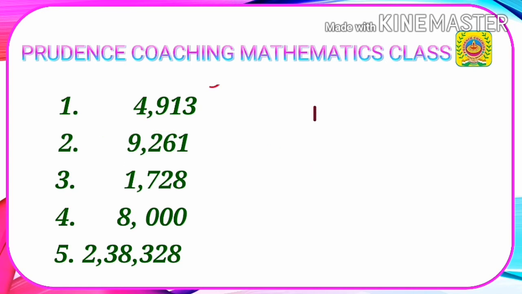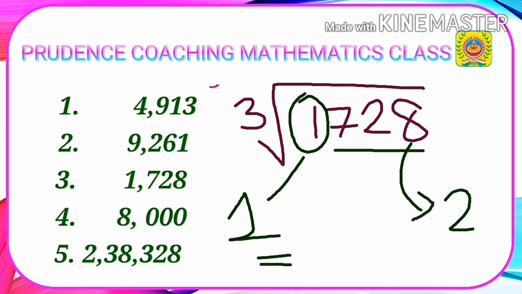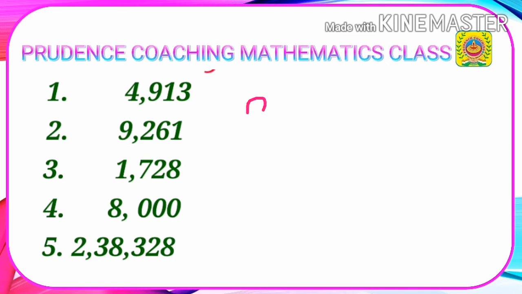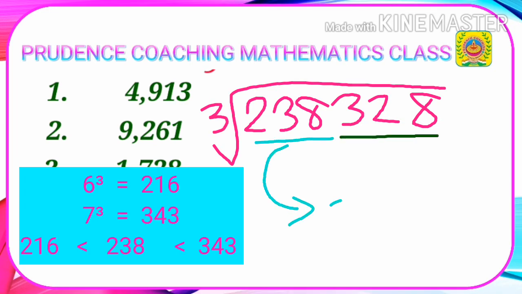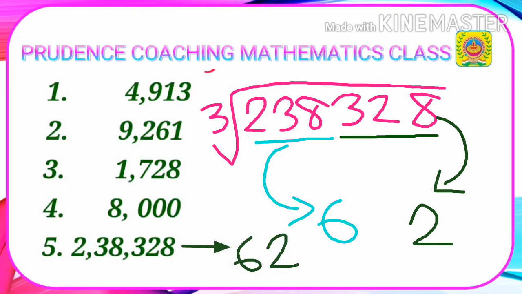Need to find out the cube root of 1728. So the last 3 digits will be 728 and 1 will be the next part. The cube which will go within 1 or be equal to 1 is 1 cube, which is 1. And for 728, the last digit is 8. We know 8 will come only if we have 2 in the cube root, so the answer will be 12. Next cube root which we need to find out is 238,328. So first we need to split it into two parts. The last part will give us 2 and the first part will give us 6. So our answer will be 62.